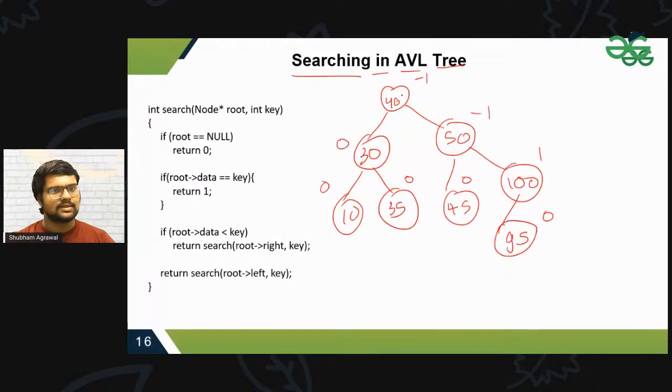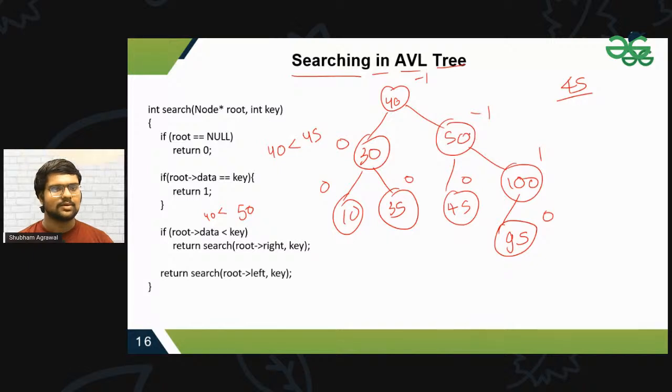So if I want to search for 45, I will go to the root and compare it with the root. The root value is 40, and when compared with 45, 40 is less than 45. So we will go to the right subtree. Sorry, the key is 45.